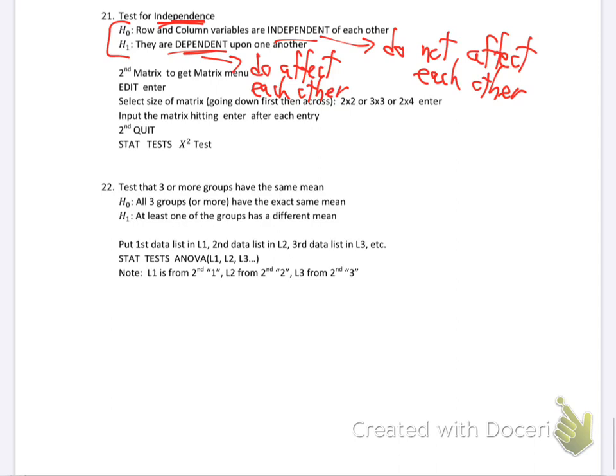So anyway, test for independence. What are you supposed to do? Second matrix. Go to the matrix menu. Hit edit. Select the size. Put the matrix in there. Then stat test, chi-square test. That's how we do test for independence. So let's go back and do that.